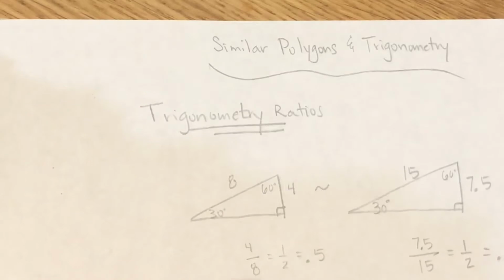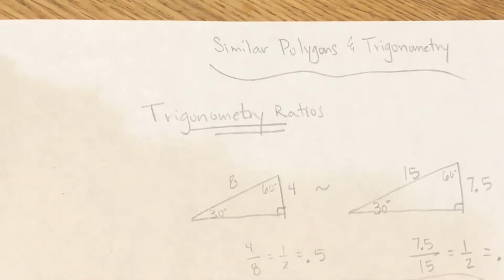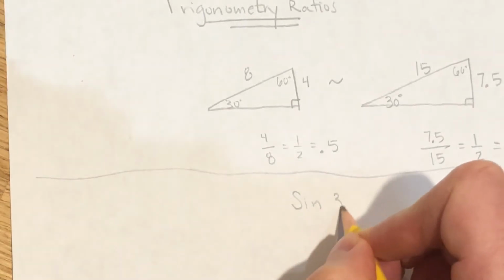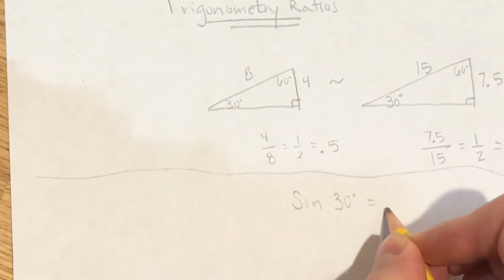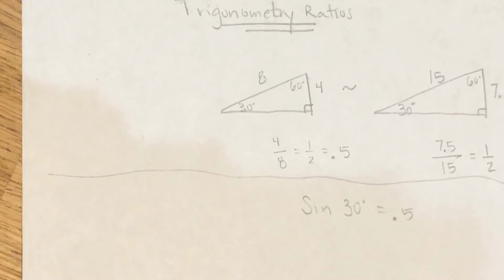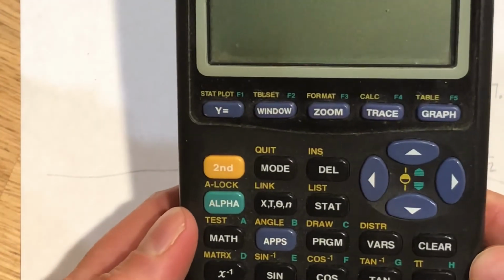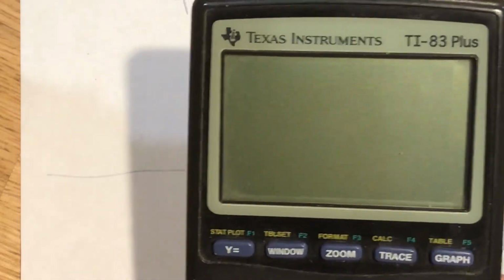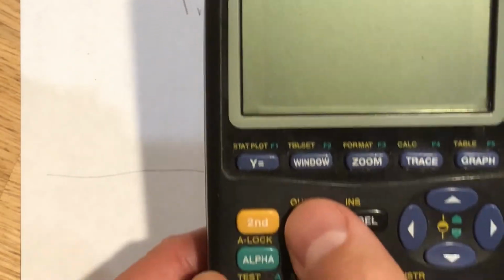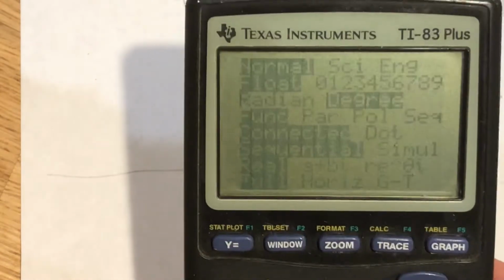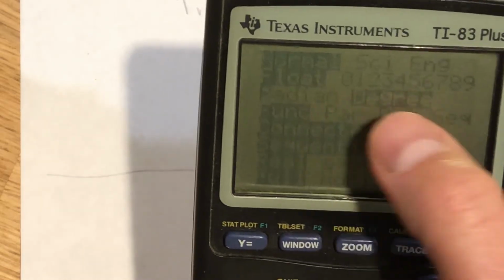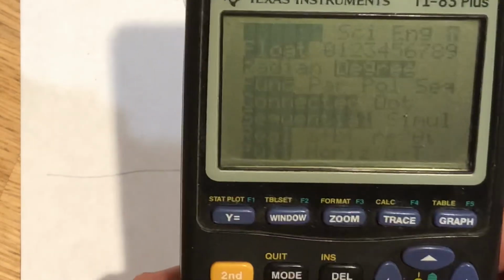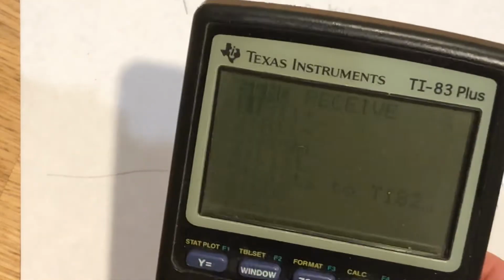So the terminology we could use is we could say sine of 30 degrees equals 0.5. And if we did that in a calculator, first things first, you've got to make sure you're in the correct mode. You have to be in degree mode. So you hit the mode button, and then you look right here. You're either in degree mode or radian mode. You want degree mode. So we're in the correct mode.